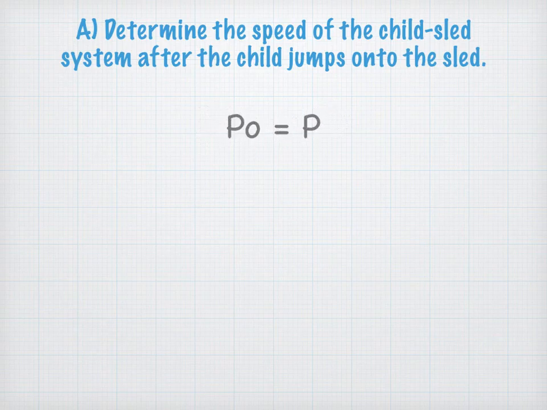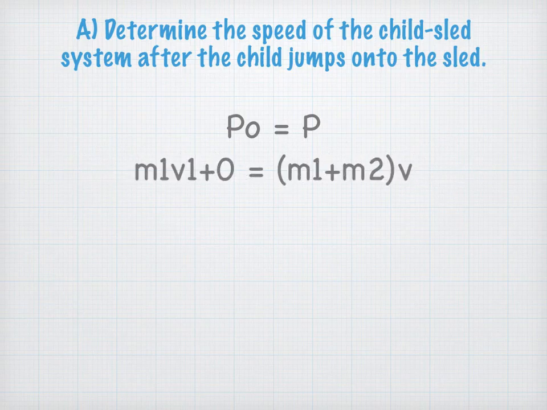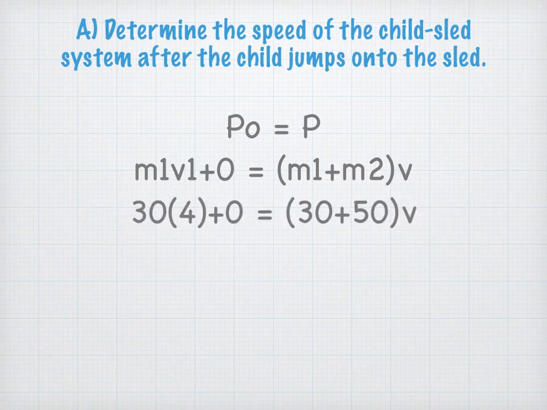You're going to use the momentum conservation formula, which is P naught is equal to P. This formula breaks down into the equation m1 times v1 plus 0 is equal to m1 plus m2 times v. You're going to plug in the numbers, which are m1 is equal to 30, v1 is 4, m2 is 50, and v is the velocity, which is what you're solving for.